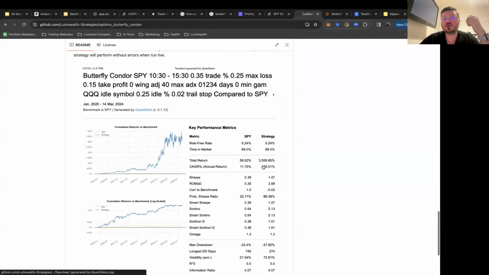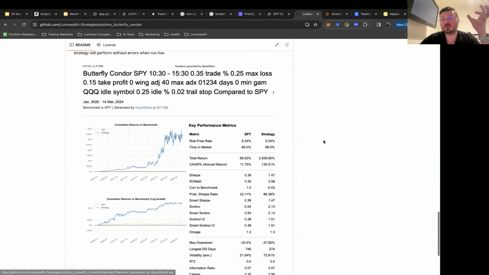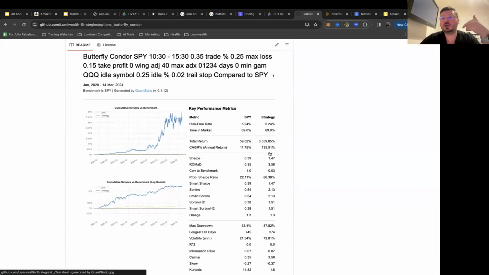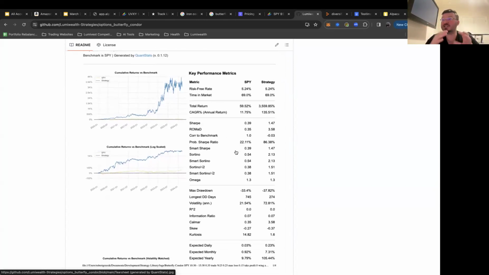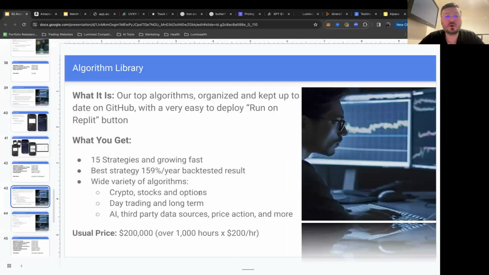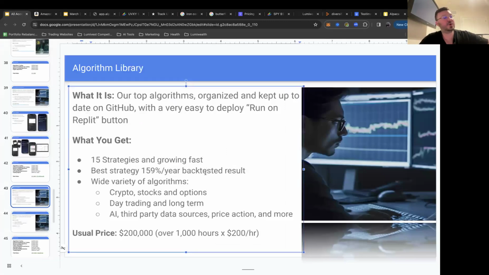And then we'll also show you all the backtesting results of all these algorithms. So here's that one in particular, 135% a year returns. You can kind of go through each one of them and just see which one do you want to run? Do you like this strategy? Do you like that strategy? If you want to run it, click a button and you can run this thing, right? Now, if you think about it, this is probably the most valuable thing that you get out of signing up to Lumi Wealth, right? Is to get access to this thing.